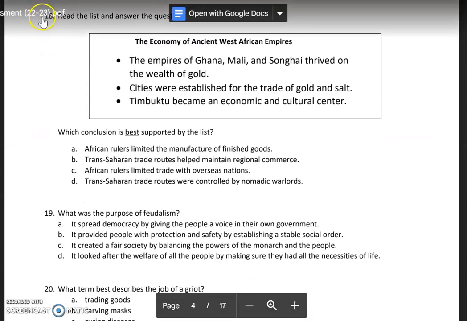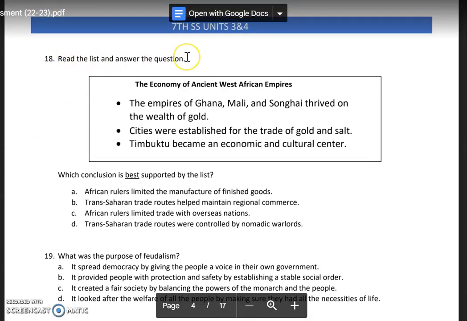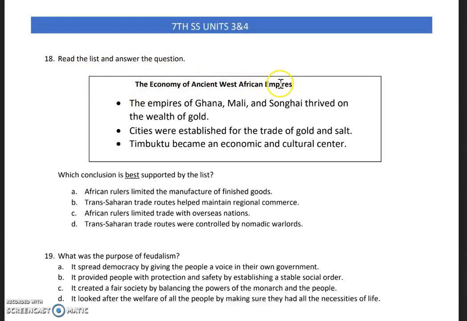Number 18. Read the list and answer the question. The economy of ancient West African empires. The empires of Ghana, Mali, and Songhai thrived on the wealth of gold. Cities were established for the trade of gold and salt. Timbuktu became an economic and cultural center.